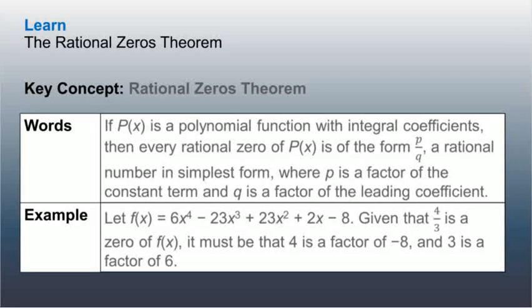So if you see the example there, f of x equals 6x to the fourth minus 23x cubed plus 23x squared plus 2x minus 8. Given that 4/3 is a zero of f of x, it must be that 4 is a factor of -8 and 3 is a factor of 6. So they're just looking at factors of your constant term, which is your p, and your leading coefficient, which is your q. If you write the factors over there and do the division, you end up with 4/3 as one of the options.